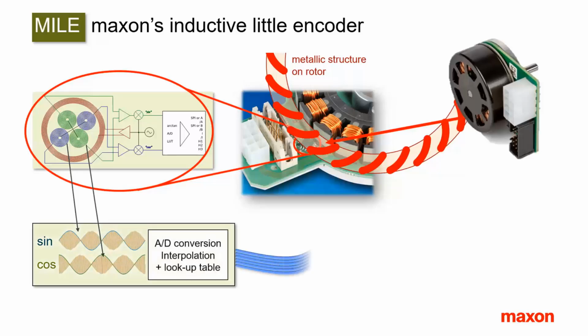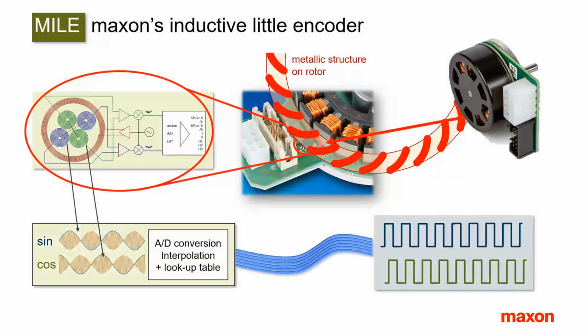Further signal treatment includes an interpolation and the production of the rectangular encoder pulses. An adjustment process allows to correct the signal states width by means of a lookup table. For the MILE on flat motors, there's no index channel possible.